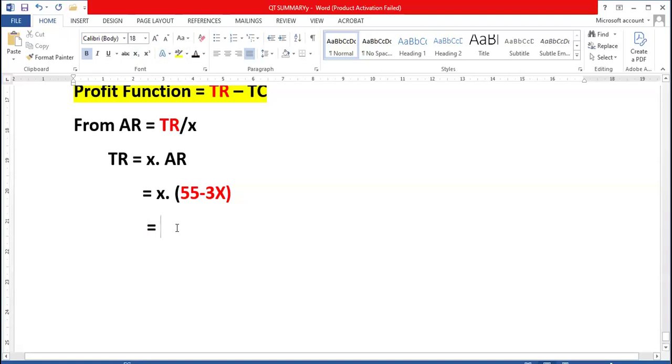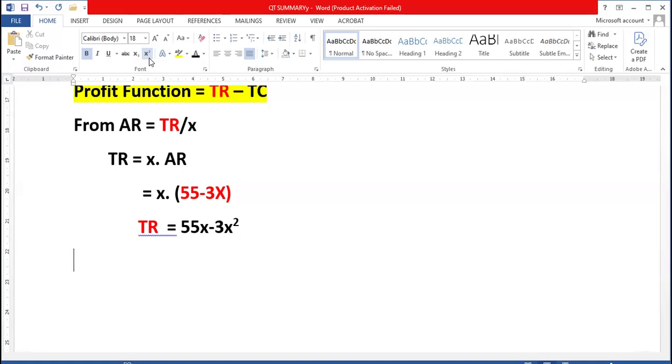If you open a bracket, this will be 55x, then minus x times 3x. x times 3x you get 3x squared, because this x will be multiplied by x and it becomes x squared. So that is your total revenue.